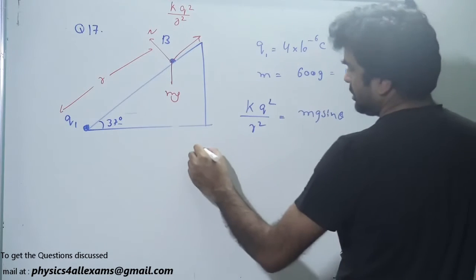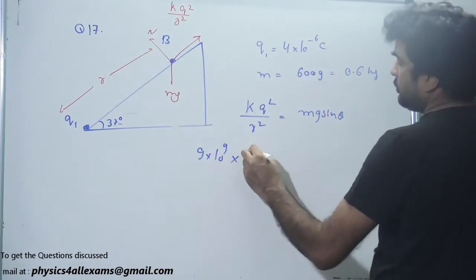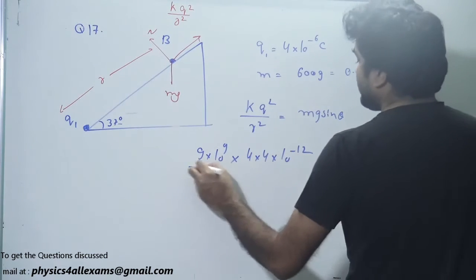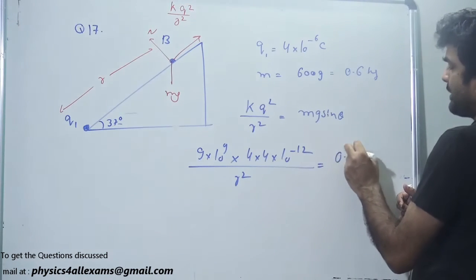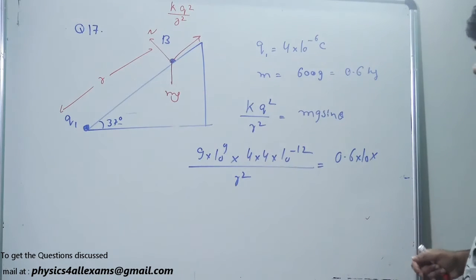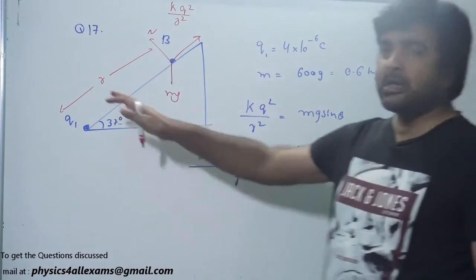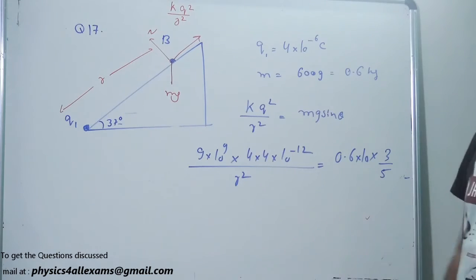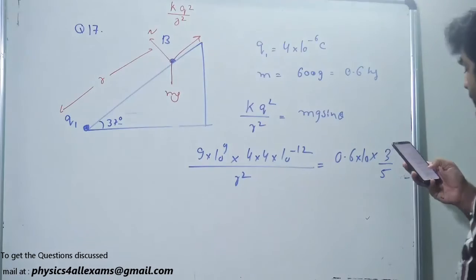K is known, 9 × 10^9. Q is known, so Q^2 is 4 × 4 × 10^-12. Separation is to be found, r square. Mass is 0.6, g is 10, and sine 37 is 3 by 5. Solving this, we'll get the value of r. Okay, this was the first part.